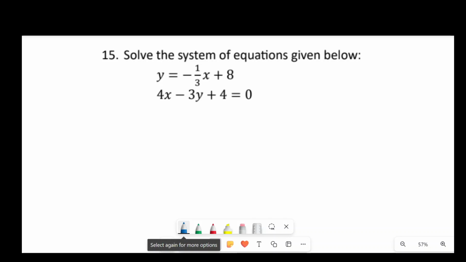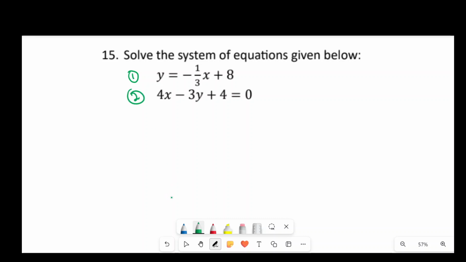Let's do this grade 10 math question together. It says solve the system of equations given below. So equation number 1 says y equals negative 1/3 x plus 8. That's in slope-intercept form. And equation number 2 says 4x minus 3y plus 4 equals 0.